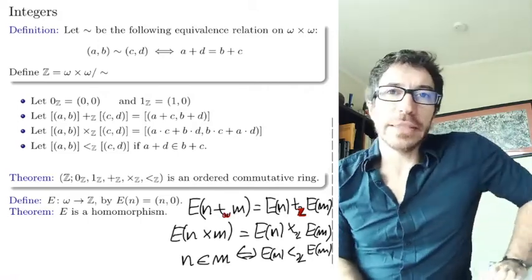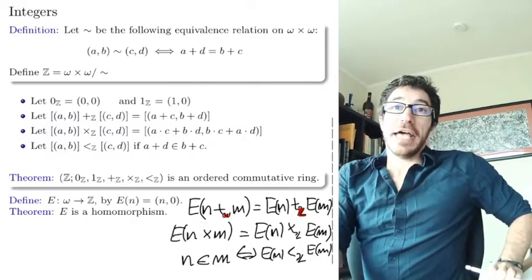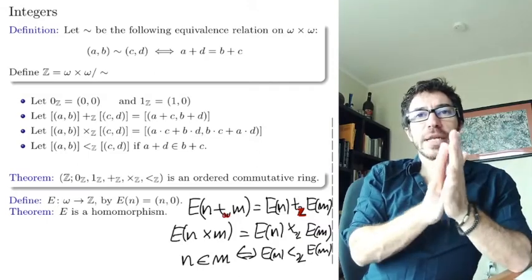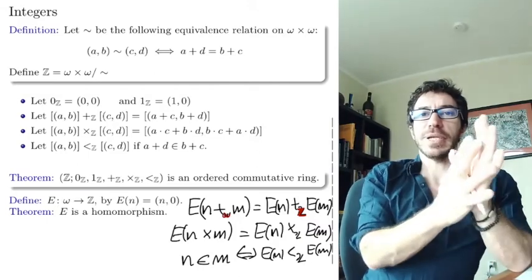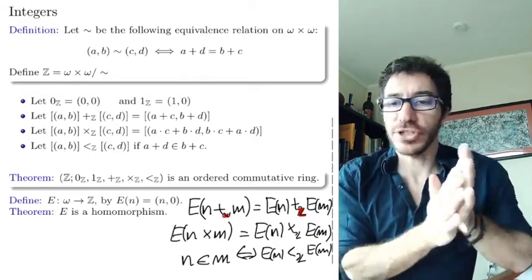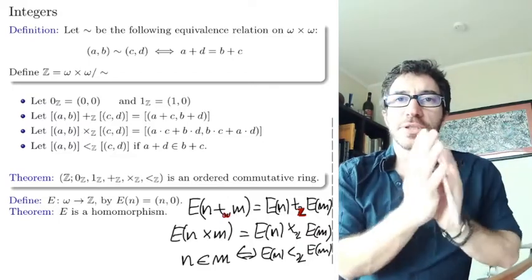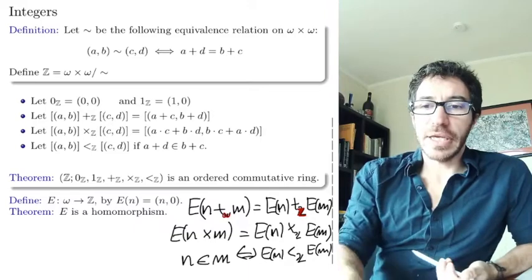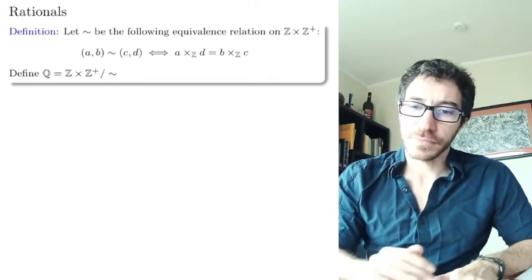So we just built in the previous video this set with operations plus, times, and an order, and two elements that look like the integers, behave like the integers, taste like the integers. For all purposes, those are going to be the integers for us. Now, the next step is the rationals. We're going to do a very similar idea. We're going to build the rationals from the integers, and again, we're going to use an equivalence relation.